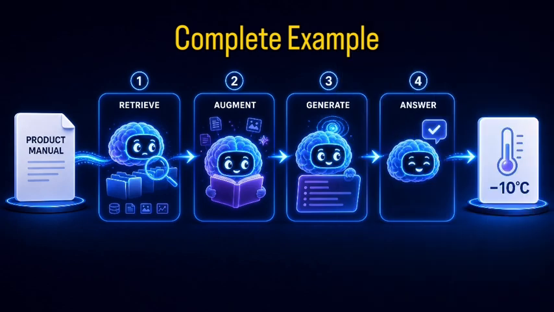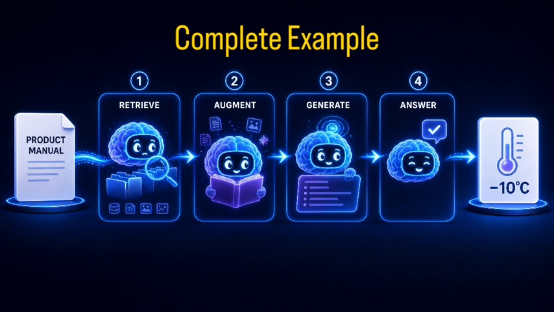Now let's put the whole process together. A support agent asks, can this device operate in temperatures below zero? The knowledge base contains the product manual. Now RAG converts that question into a meaning-based search, retrieves the relevant temperature specification, adds that passage to the prompt, and asks the model to answer from this source. The result could be, yes, the device is rated to operate down to minus 10 degrees Celsius. See the environmental specifications section of that manual.